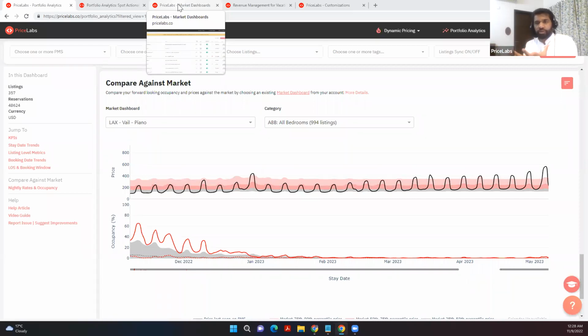Outside of that, you don't really need market dashboards unless you really want to analyze what's happening in your market.